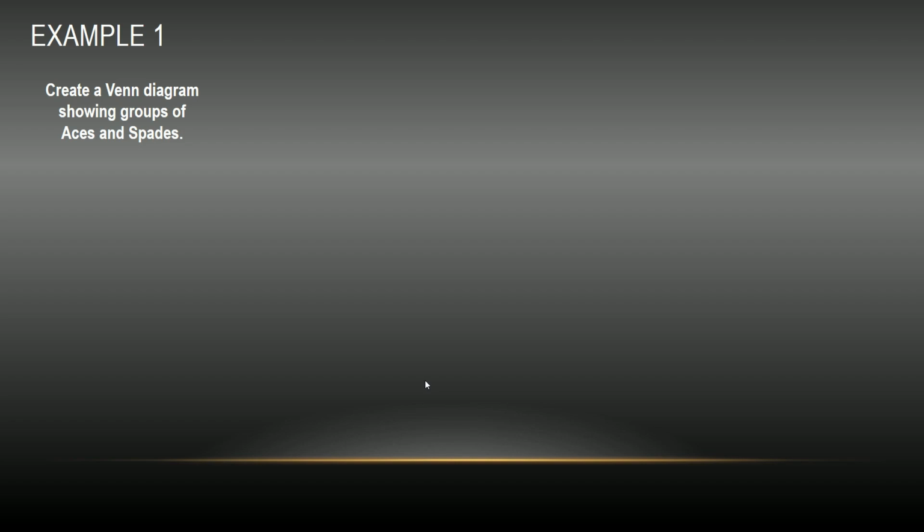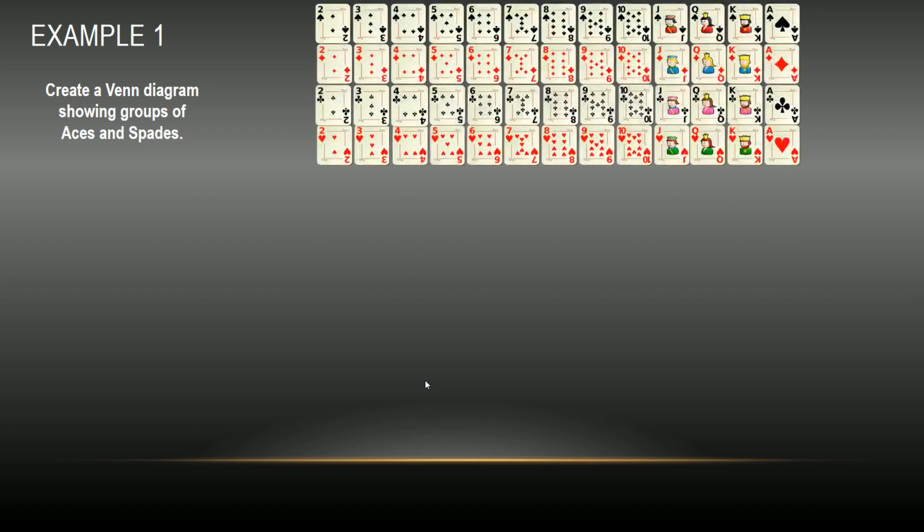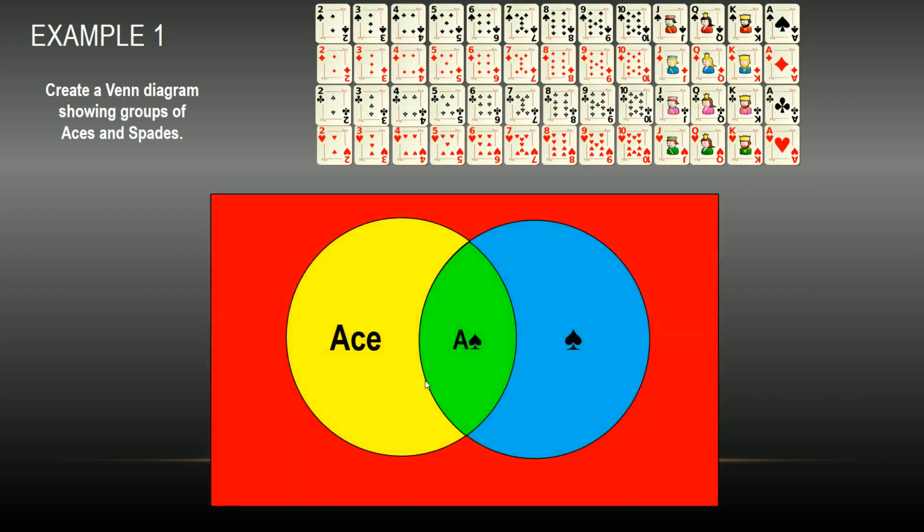Welcome back. Okay, so what you should have done, if you've paused it, is something like that. Basically there's all the aces in this section. There's the ace of spades in the middle, and then all the spades go in the blue and the green area, and everything else is not. So how many aces of spades are there? Well, there's only one, which is the ace of spades. So that is an ace and a spade. See how that's narrowed the options?